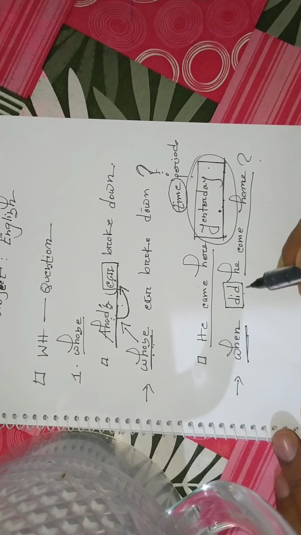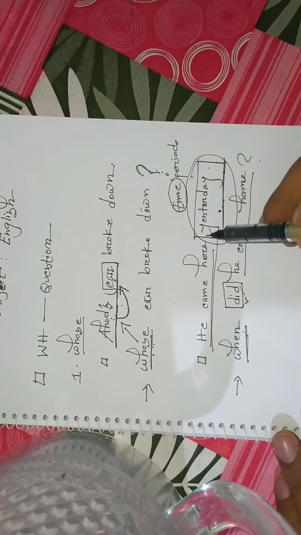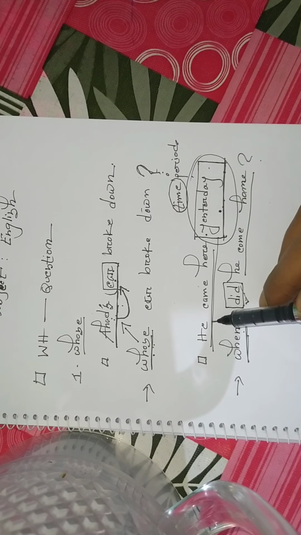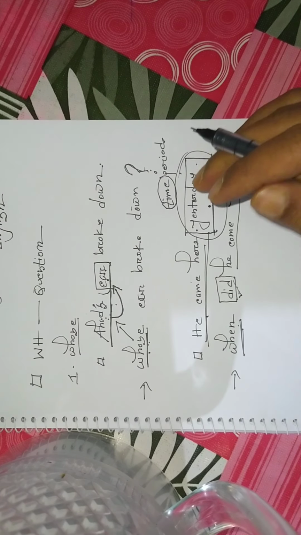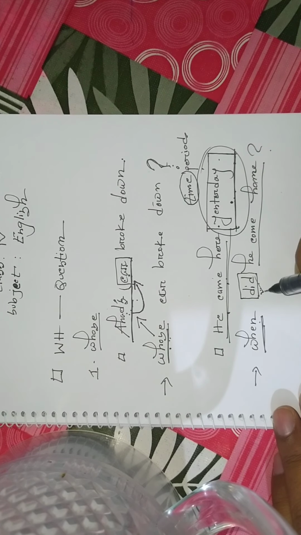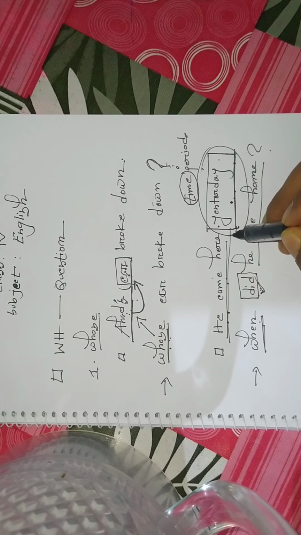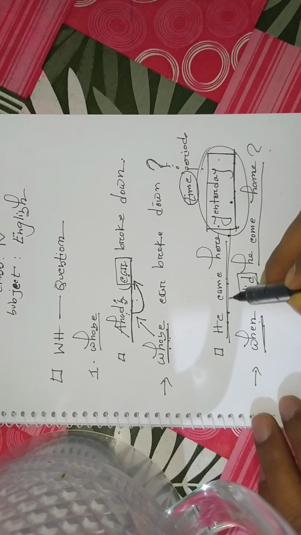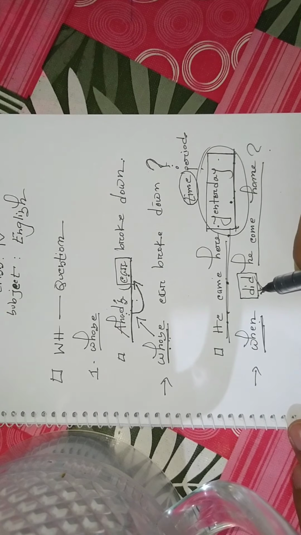So you can ask why I bring "did" here after "when". This is a past indefinite tense sentence, and there is no auxiliary verb. So we know that if we make any question from a past indefinite tense, then we have to bring "did". And if I write a present indefinite sentence, if it is present tense, then I have to write "do" or "does".